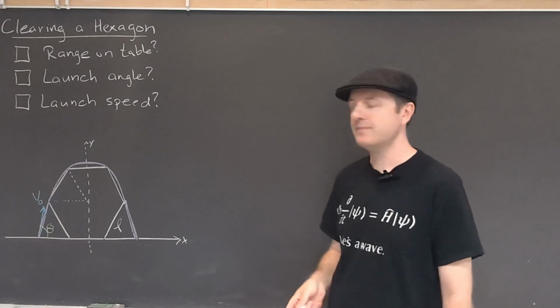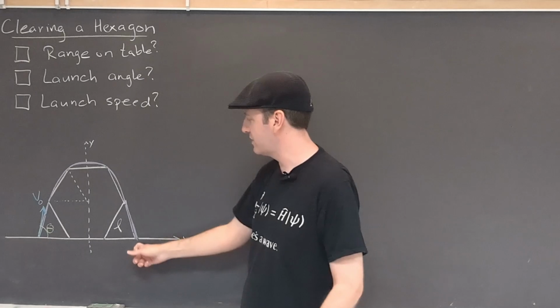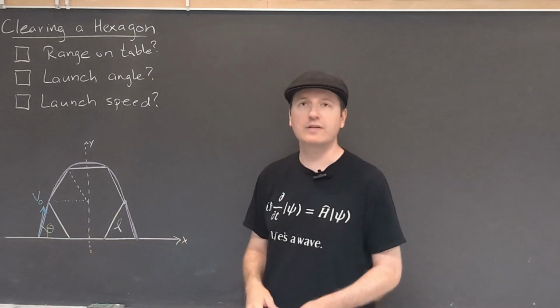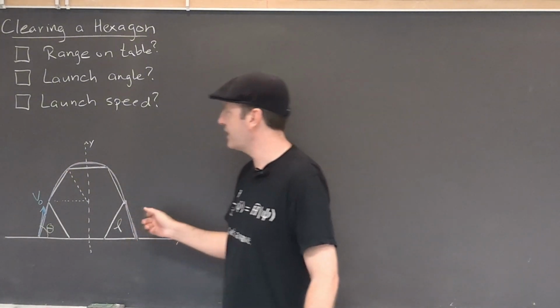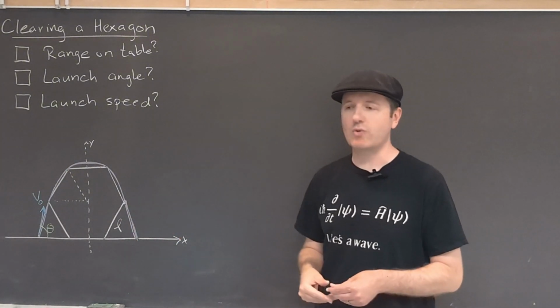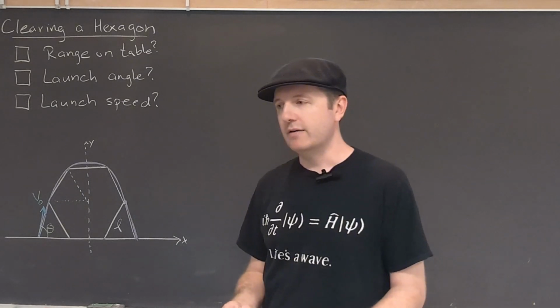of the parabola. And we want to know what is the range on the table. In other words, what is this distance from launch point to ending point? We want to know what launch angle achieves this trajectory, and also what speed is required to do that. So most of this is going to involve using a little bit of geometry.